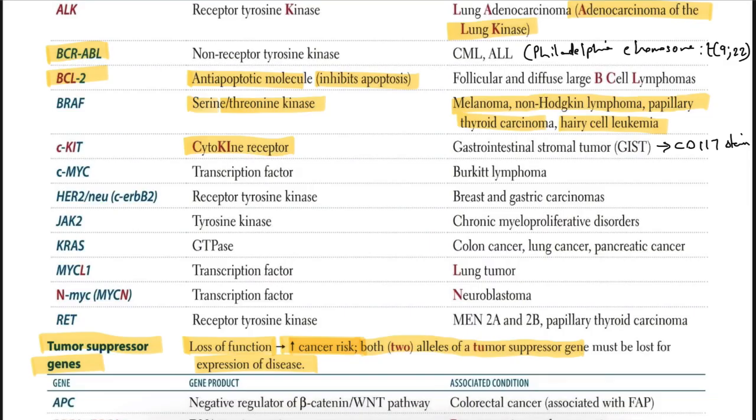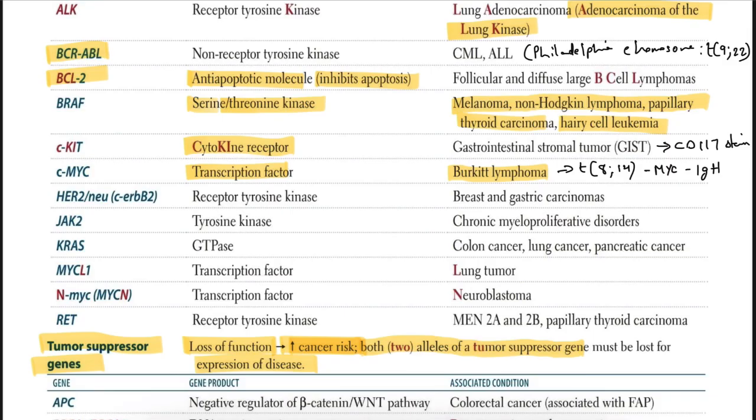Next we can see c-MYC. c-MYC is a transcription factor, and the associated cancer is Burkitt lymphoma. The main thing here is the chromosome translocation t(8;14), MYC-IGH. This is the chromosome.